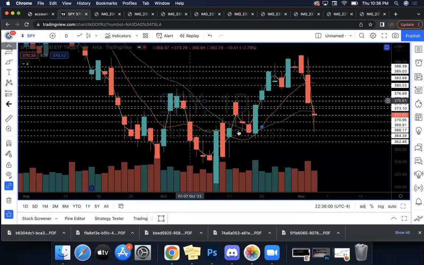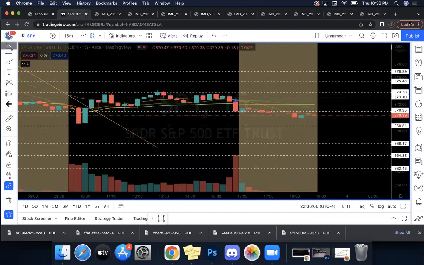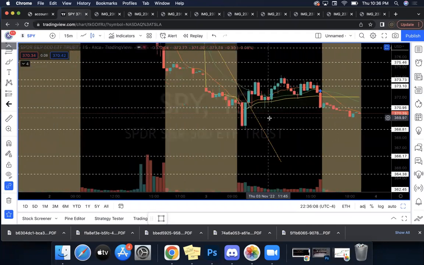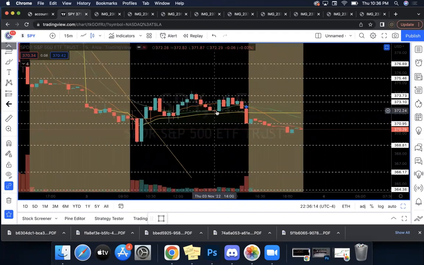When I told Ceef on SPY, right here, morning star. It's not a perfect morning star, but this is a morning star. So we could have taken the 373 calls right here and ridden it all the way to 373.5, so 60, almost where it wicked up at. But this is a perfect morning star, which is the first video I posted.